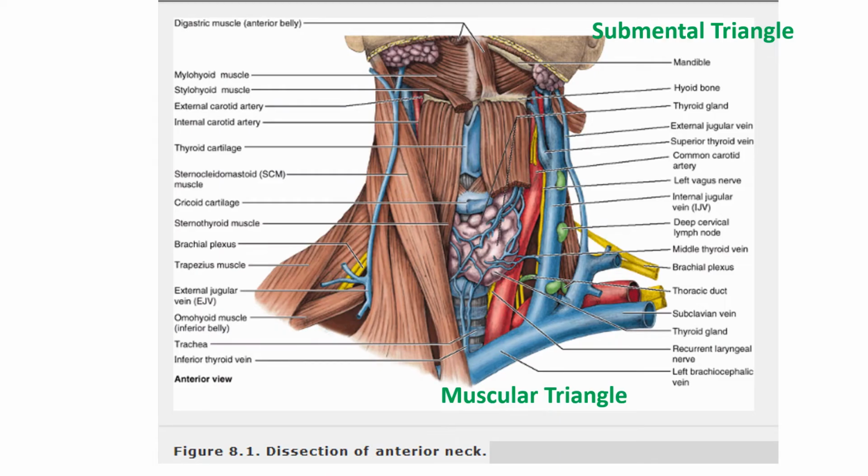Now let's come to the triangles which we are going to discuss today. The submental triangle and the muscular triangle are the two triangles which we are going to study in detail. Again, you can see the skeletal framework which is formed by the hyoid bone, and the cartilages of the larynx as well as the cartilages of the trachea. This is what is there.